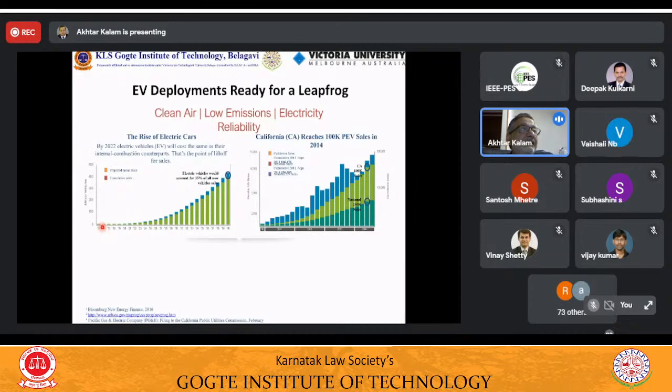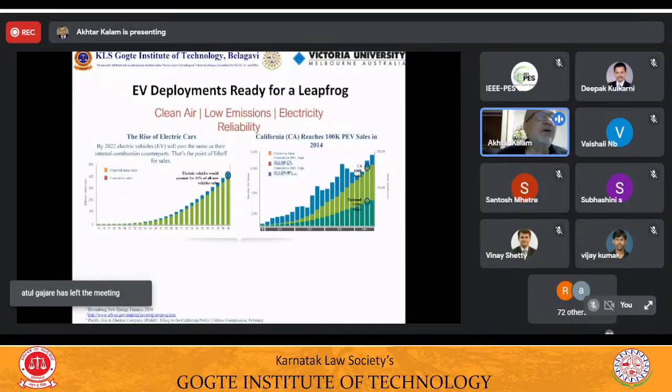The electric vehicles will cost the same as their internal combustion counterpart. So an electric vehicle in the United States will be of the same price as an IC engine car. And that is the point which is going to lift off the sale. And they have done that. California has a zero emission policy. You cannot have any emission in California. So you can see that you have to be aggressive. If you want to have a potential and look promising, you have to be aggressive.